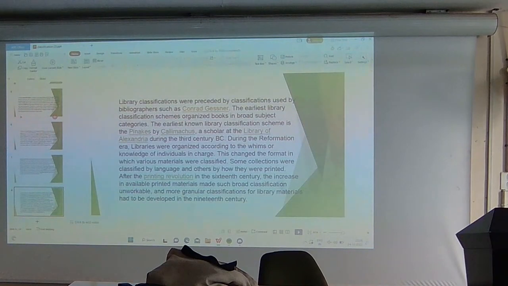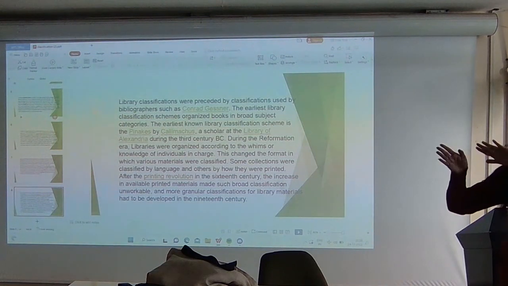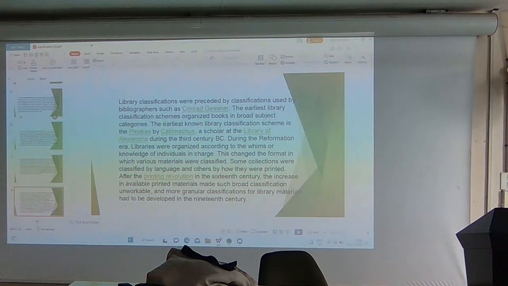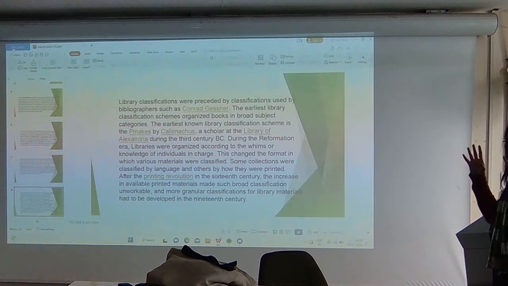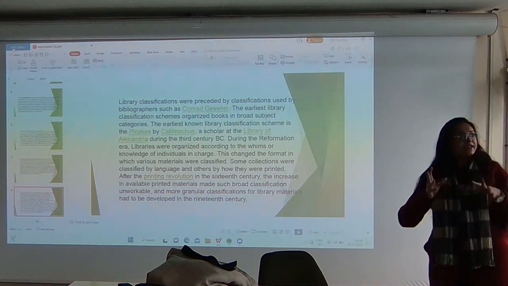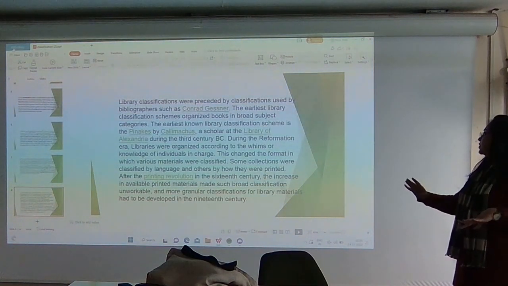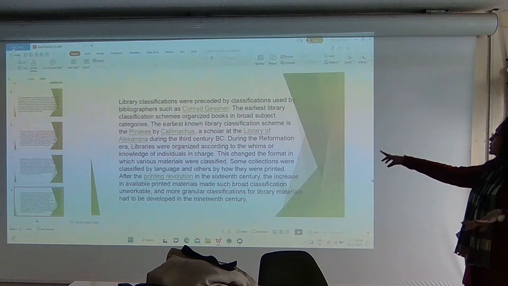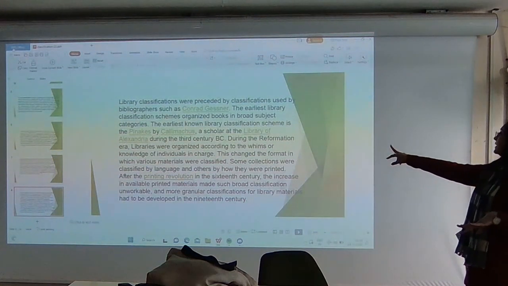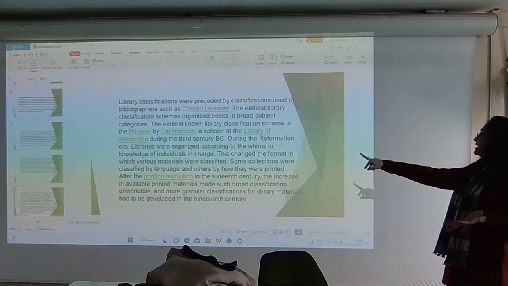Yes. So again, in physics there are categories. Same way, earlier it was the broad classification. 50 books हैं, 5-5 करके मैंने divide कर दिया. But if I have thousands of books, that means it requires deep classification. So the earliest known library classification scheme is the Pinakes by Callimachus.